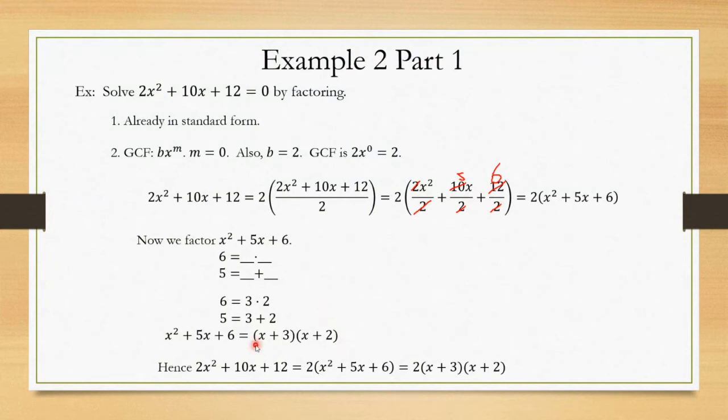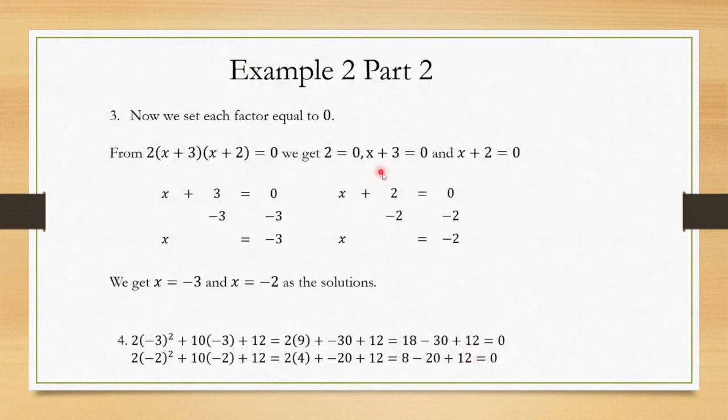So when we use that, we have the original quadratic factored: 2 times x plus 3 times x plus 2. Now we're going to set each factor equal to 0. Setting the 2 equal to 0 is impossible, so let's disregard that. And we have x plus 3 equal to 0 and x plus 2 equal to 0.